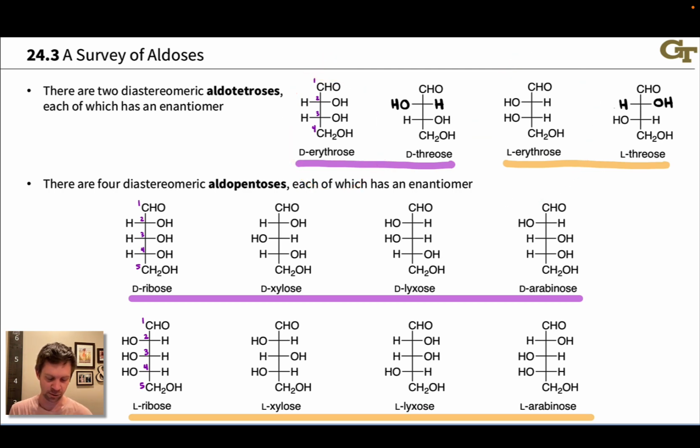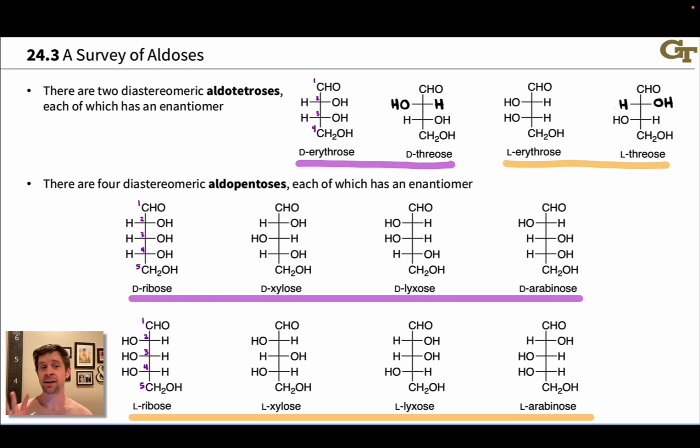An important thing to note about erythrose in particular is it's actually chiral. You may be tempted to notice, for example, a plane of symmetry right here, but notice the CH2OH group is not the same as the aldehyde group. So D-erythrose is chiral, as is D-threose. All right, we add one more carbon, we get to the aldopentoses.